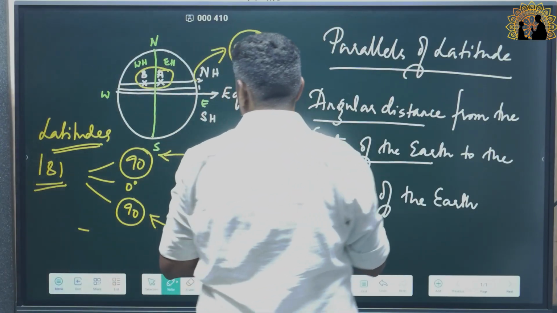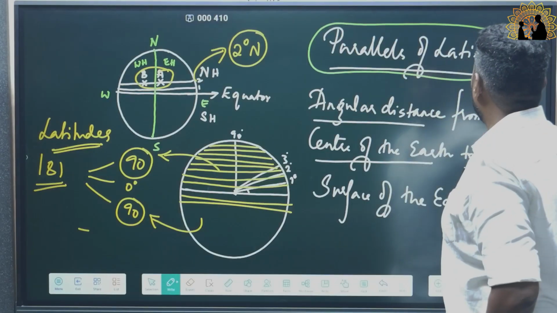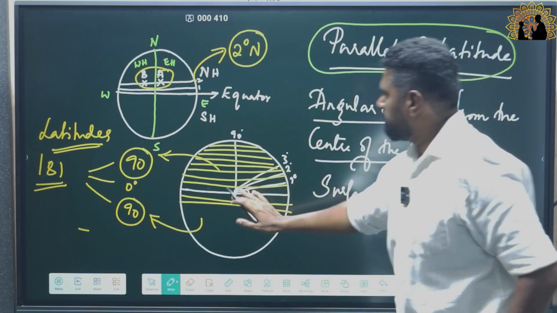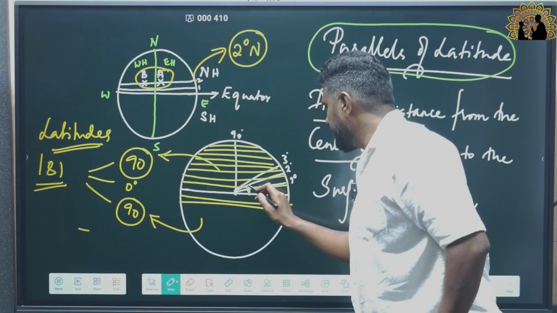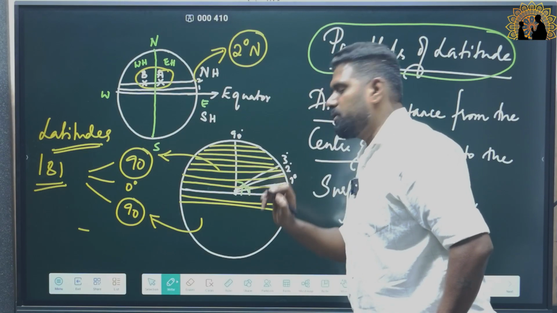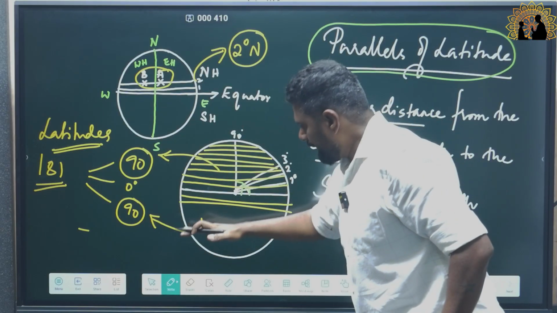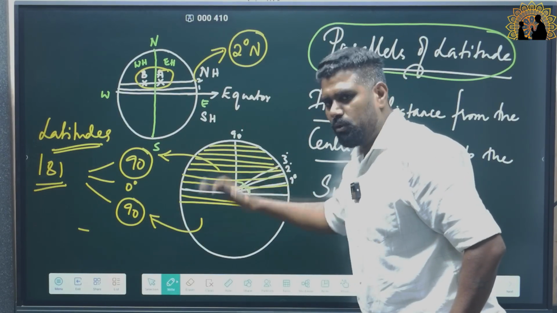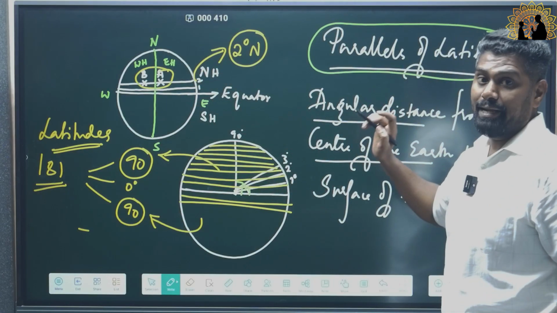To be precise, about the parallels of latitude, what I told you is that it is the angular distance from the center of the earth. We are able to draw the angular distance like 1 degree, 2 degree, 3 degree, up to 90 degrees. So we have 90 lines running parallel to the equator in both hemispheres. This is what we call parallels of latitude.